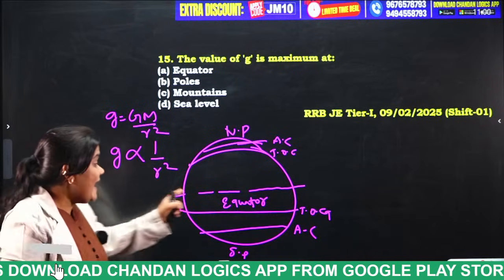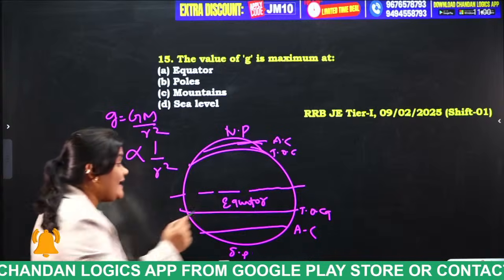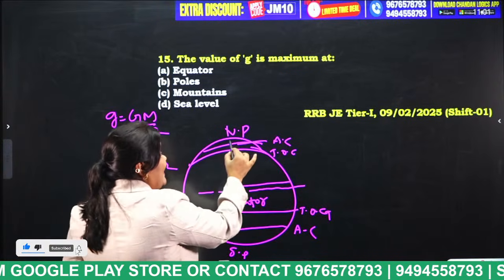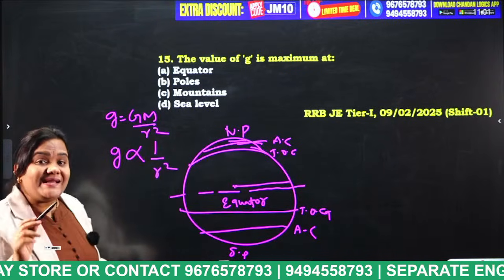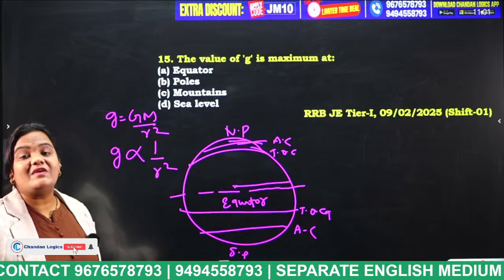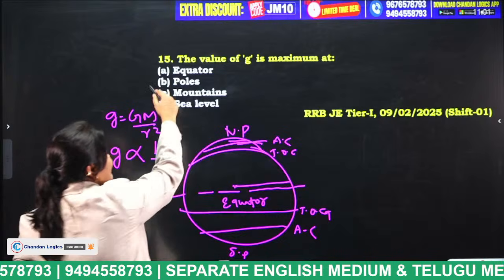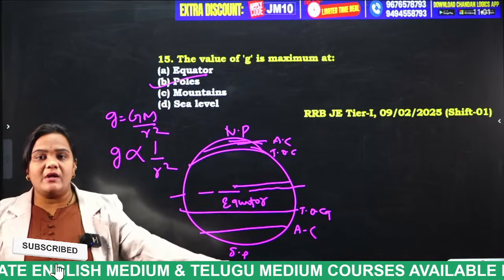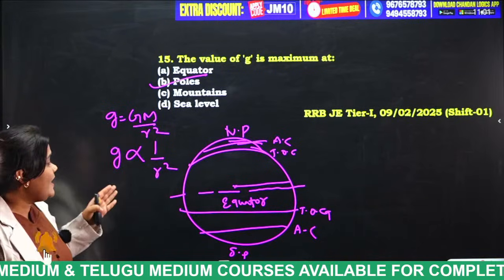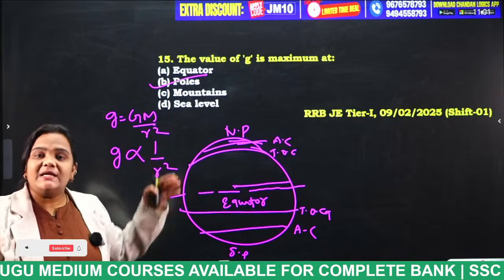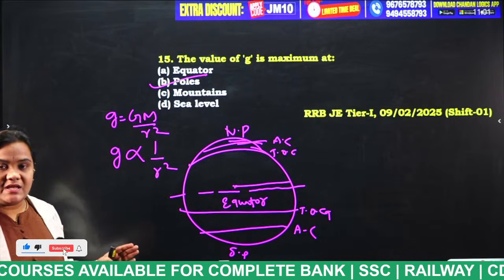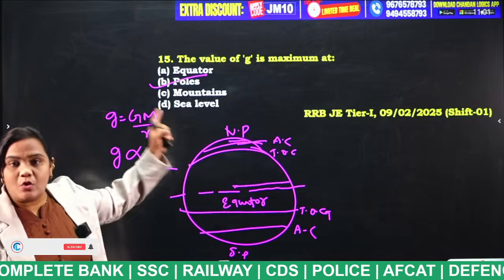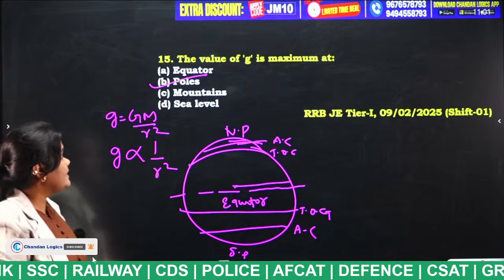Now tell me, students, at the equator the radius will be higher, and at the poles the radius will be less. If the radius is less, acceleration due to gravity will be more. So what is the answer here? Poles. At the equator the radius is more, and as they are inversely proportional to each other, acceleration is less. If the radius is less, acceleration is more. So where is g maximum? At poles. Very, very important. Clear? Next.